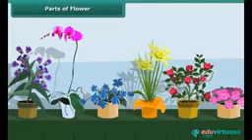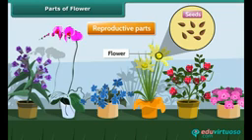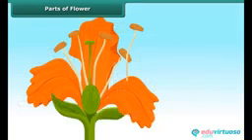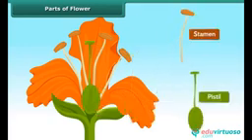Parts of flower. Flowers are the beautiful parts of a plant. They are important in making seeds. Therefore, they are the reproductive parts of a plant. Let's learn about their parts. Stamen is the male part of a flower and pistil is the female part of the flower.